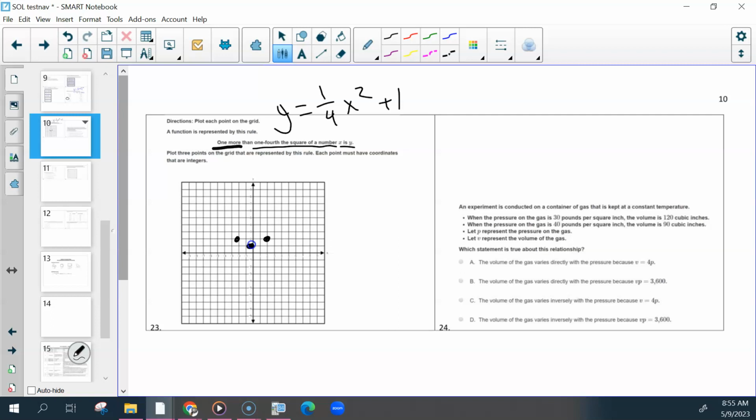This should be familiar to you. It's starting to make a U shape, so it would have been a quadratic. It also tells you that because it's squared, all those things.